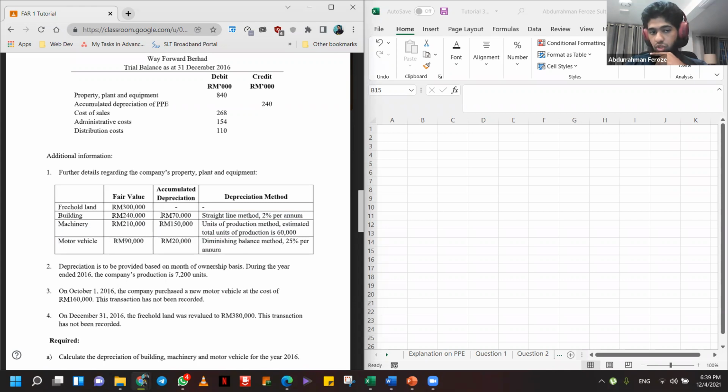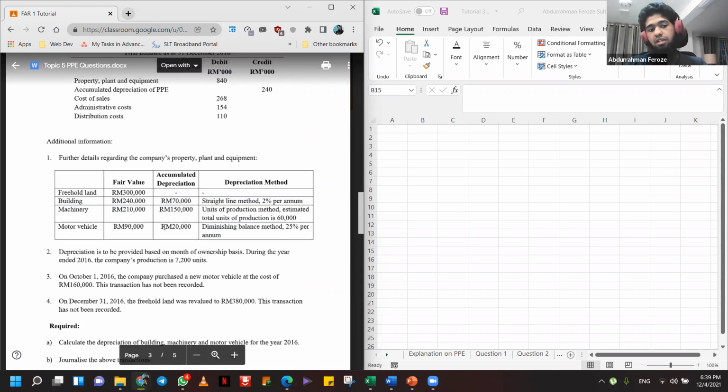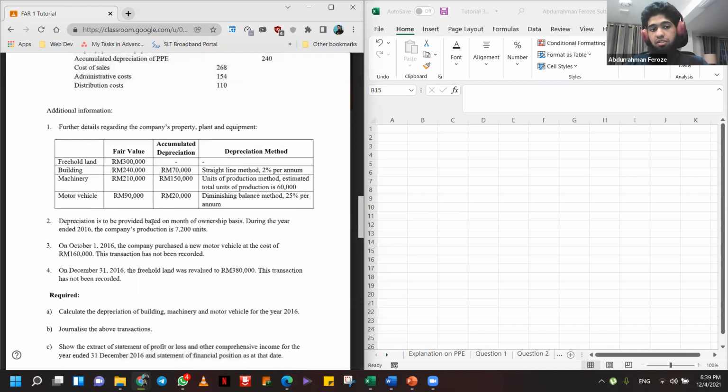And once again, if you total up the accumulated depreciation, 70,000 plus 150 plus 20, you will get 240. That's just to see if it balances off, right? So that is the first point. The second point is depreciation is to be provided based on month of ownership basis.